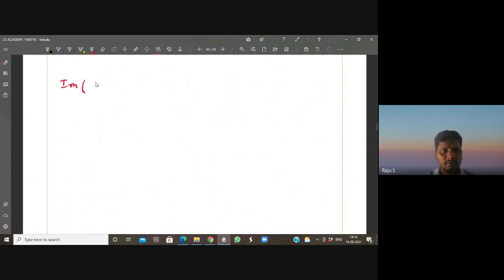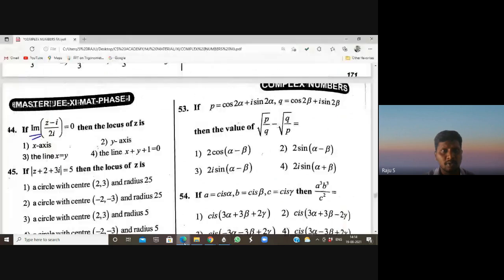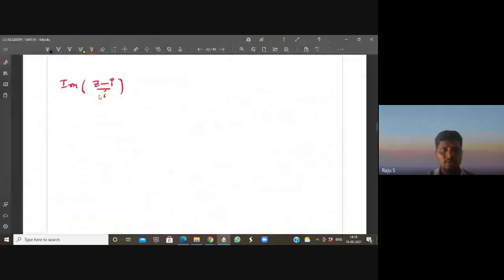Imaginary part of (z minus iota) by 2 iota is equal to 0. Am I right? First, I want to find z minus iota. The z value is x plus iota y, minus iota. Clear, students?